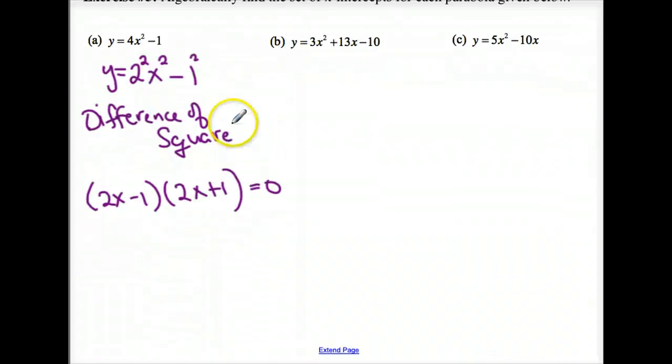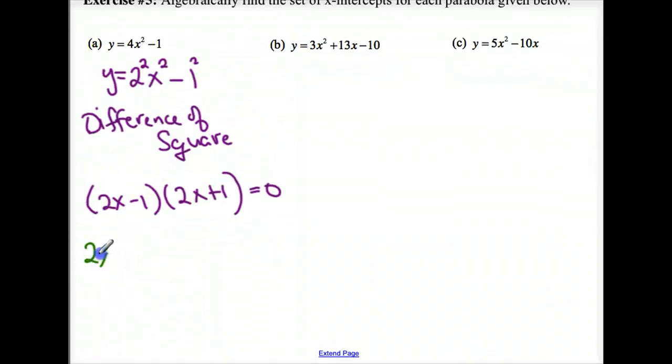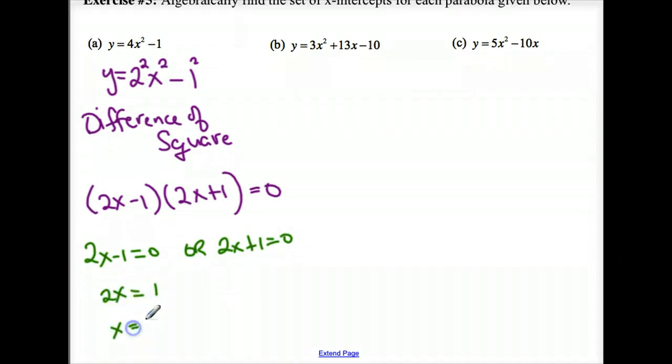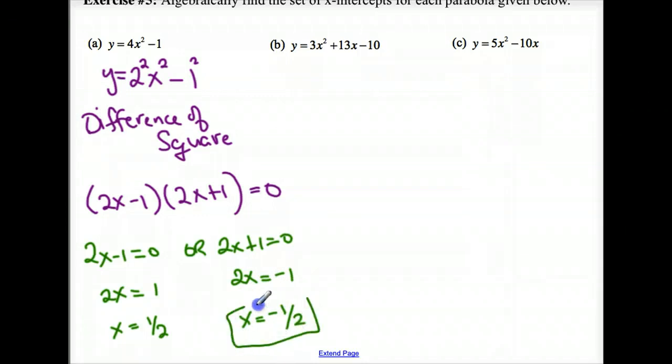Making this equal to 0, I want to solve this. I have 2x minus 1 equals 0, or 2x plus 1 equals 0. 2x is equal to 1, x is equal to 1/2. Or let's solve this out. 2x is equal to -1, x is equal to -1/2. So these are my two answers for our x-intercepts, where this quadratic crosses the x-axis.